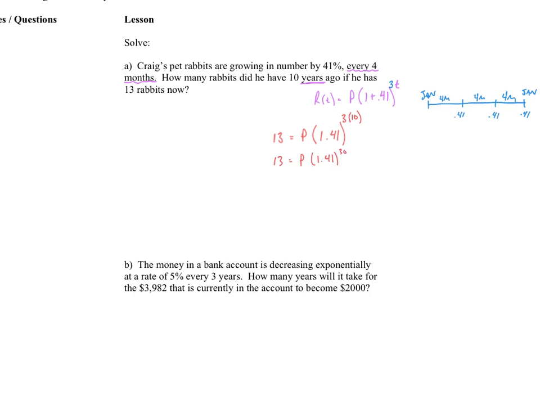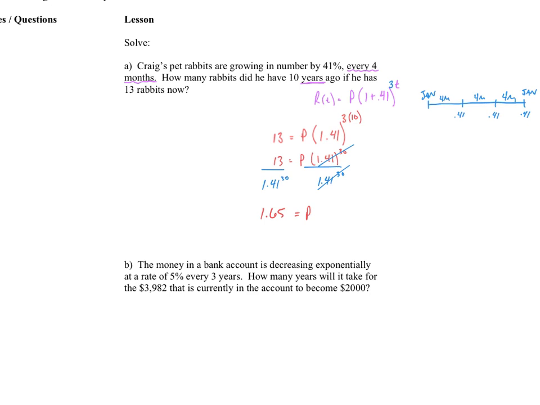And to get p alone, I'm going to have to divide by 1.41 to the 30th on both sides. It's going to allow these to cancel. So in the end, I should have p equals, and I'm going to round to 2 decimal places, 1.65. We know that doesn't make sense, though, right? Because you can't have 0.65 of a rabbit unless it's dead.